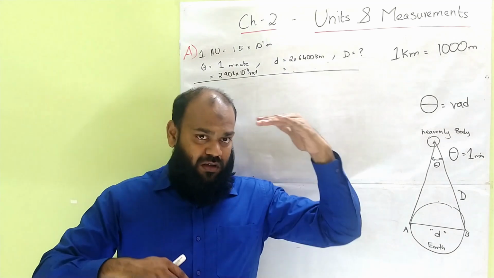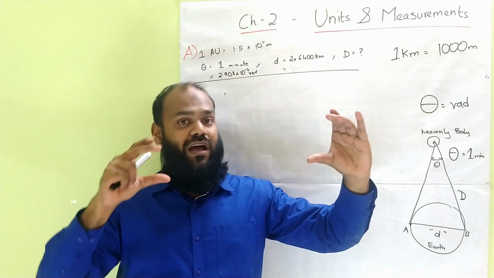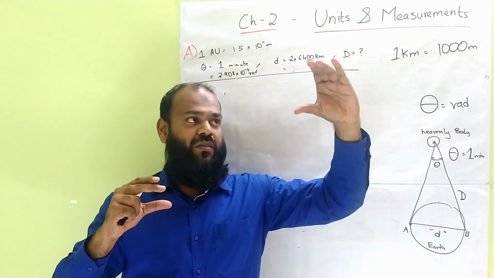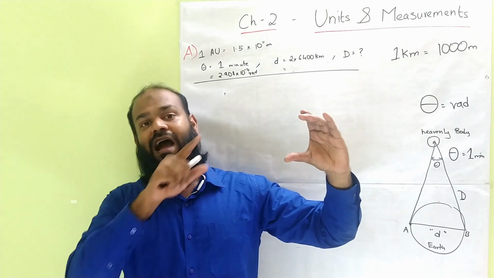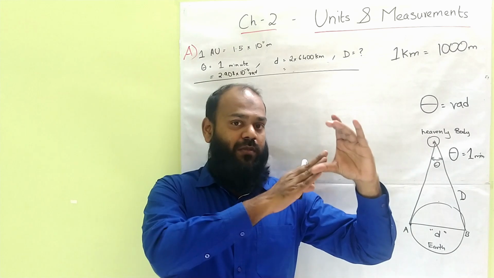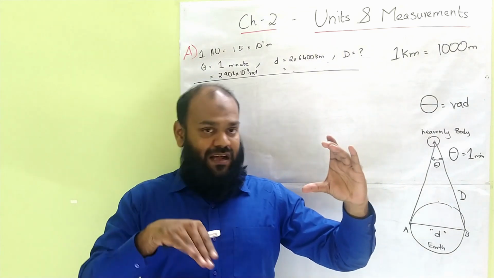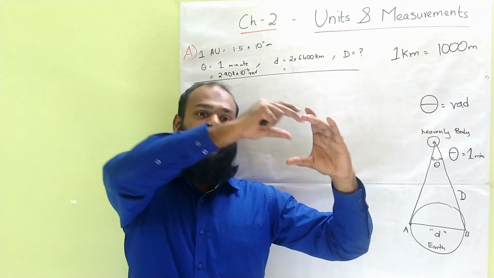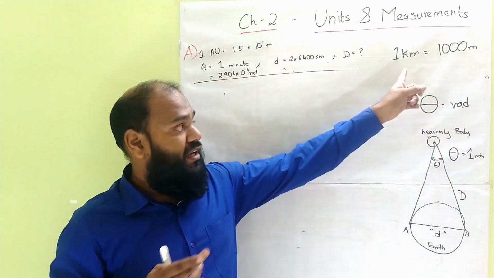Take a small example. Say, for example, kilometer is a bigger unit, and a smaller unit is called a meter. Meter is a smaller unit, kilometer is a bigger unit. If I need to convert kilometer into a smaller unit, meter, I need to multiply. Keep it in mind. If I need to convert a bigger unit into a smaller unit, I need to multiply. Vice versa, if I need to convert a smaller unit, from meter to kilometer, I need to divide. Divide by what number? That I'll tell you.